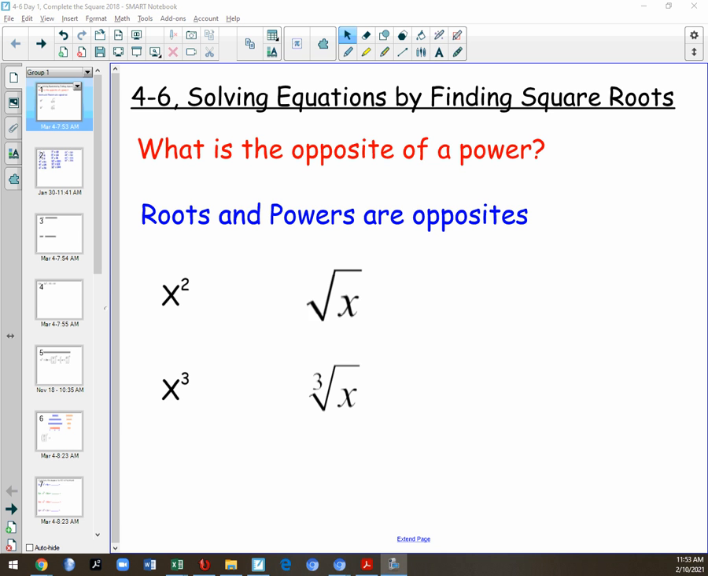Okay, today we're going to be talking about section 4.6. Yesterday I introduced radicals and how to simplify basic radicals. Today we're actually going to be solving quadratic equations by finding the square roots of them.